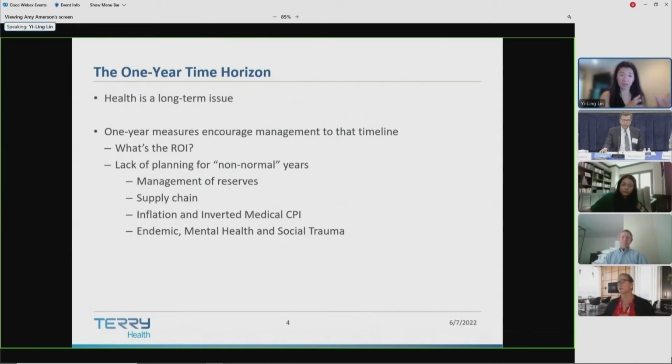I don't see the same thing for provider organizations right now. I don't think that sophistication of financial management has worked its way into that part of the system. And so I think we need to be encouraging that sort of thing.